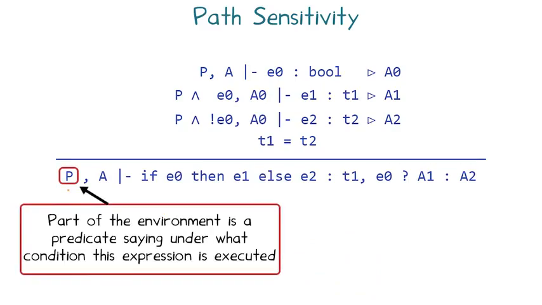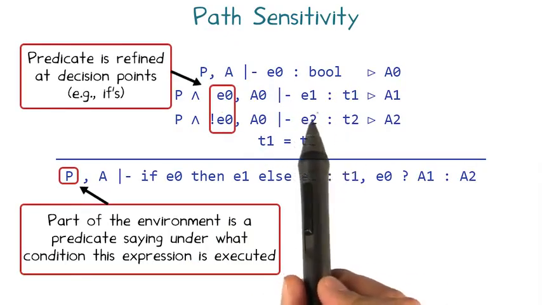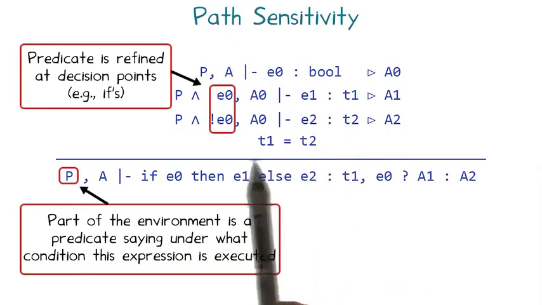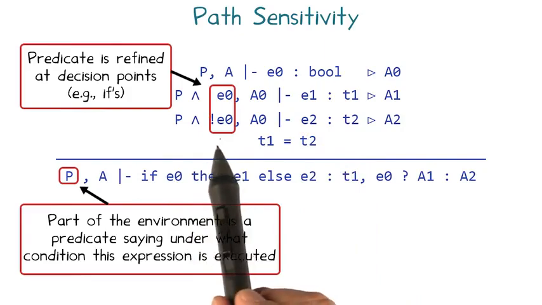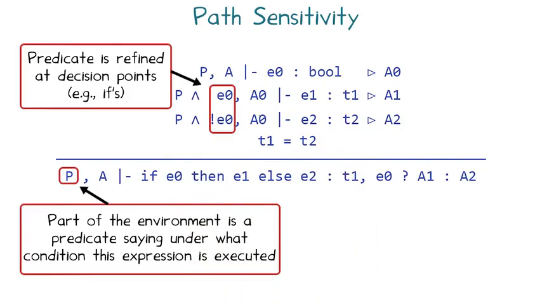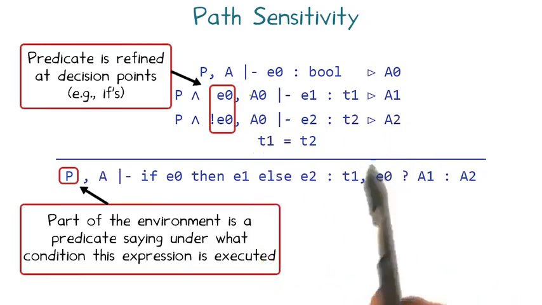To do so, we augment our environment for each statement with a Boolean predicate P. If P is the predicate under which an if-then-else statement would be executed, then we add P to the input environment of the first hypothesis that E0 is a bool. For the second hypothesis that E1 has type T1, we add P conjoined with E0 to the input environment. And for the third hypothesis that E2 has type T2, we add P conjoined with not E0 to the input environment. Note that we are still retaining the distinction between the input and output environments for all the hypotheses.